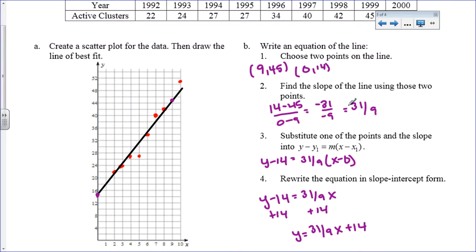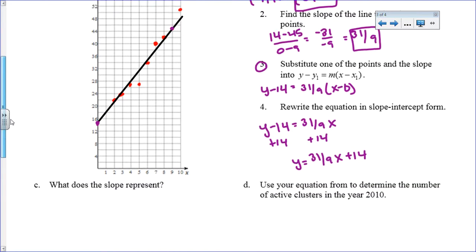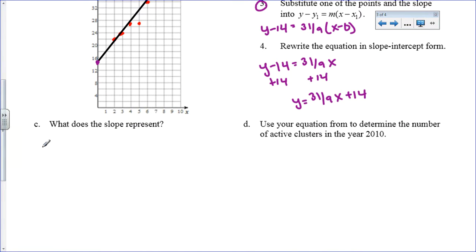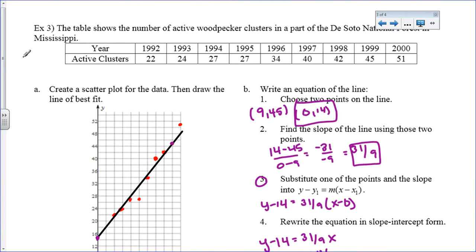So notice the process is very similar to what we did last week. Once we choose our 2 points, we're going to find our slope. And then I use my slope and this point here to plug them in for this problem. And then I distribute and solve for y. So once I get to this point, the slope represents the increase in active clusters per year. Okay, so all I did was look at my y over my x, so active clusters per year, and it's increasing.